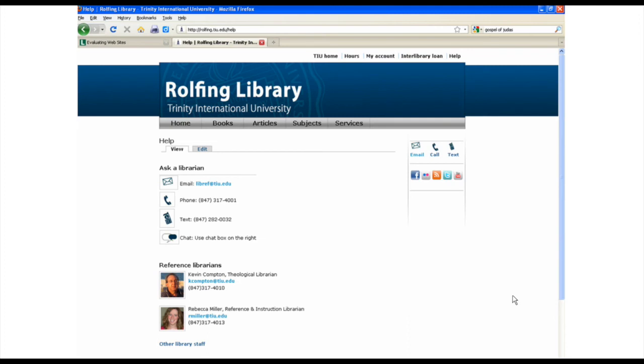That concludes this tutorial. If you'd like more help deciding if a website would be good to use for a paper, ask a librarian. We can also direct you to the best resources on the web and in the library.